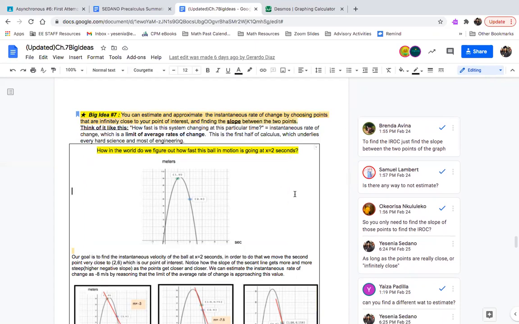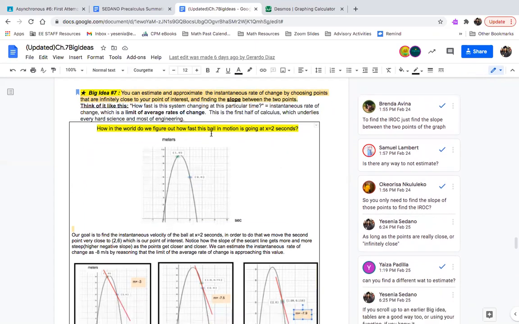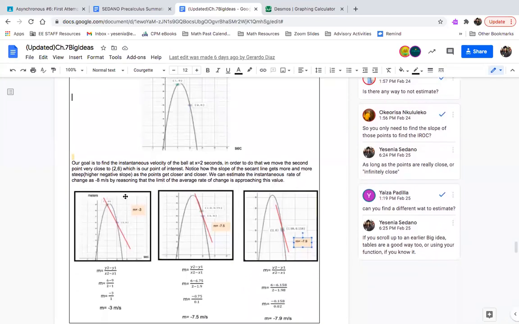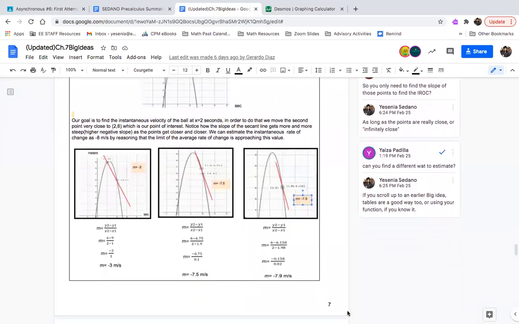The example I gave in class was we were trying to figure out how fast this ball was going at exactly 2 seconds. In order to estimate the instantaneous rate of change, first off, I chose 2 points that were very far apart. But then I moved this second point closer and closer to the point of interest. Ultimately, this last answer right here would be the approximation for the instant rate of change. So we don't have to do this part. These parts were just shown to show you that if I go closer, that's going to give me the best estimate for the instant rate of change. So that's the process that we're going to have to do.